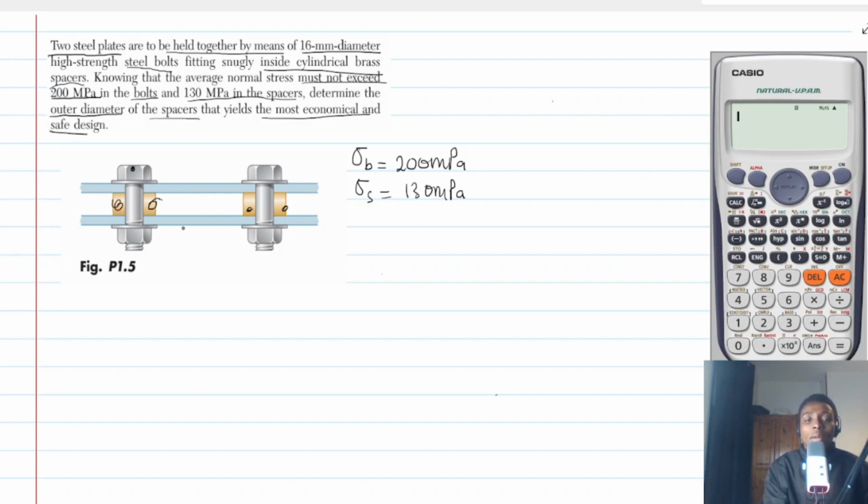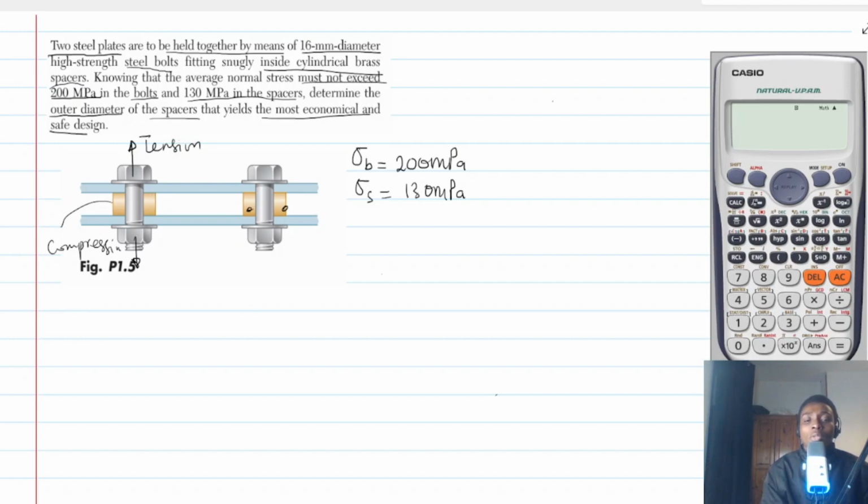All right, so now think about it this way. You have this bolt right here. Looking at the configuration, these are steel plates. As this bolt is connected to the steel plate, there is going to be this tension force. However, there are spacers between these two steel plates. So whilst the bolts undergo tension, the spacers undergo compression. Basically, that's what is happening here.